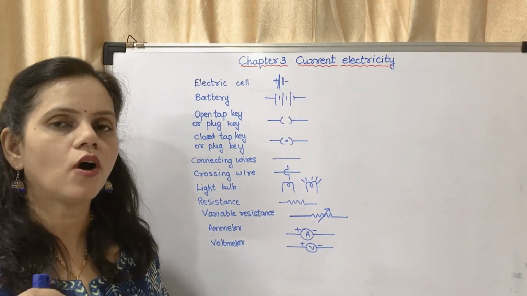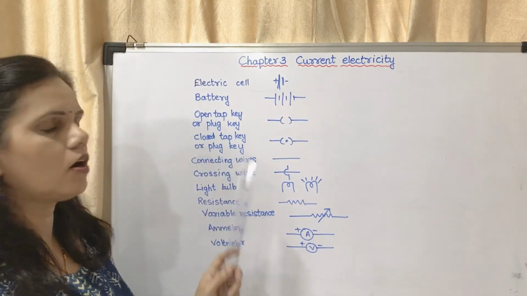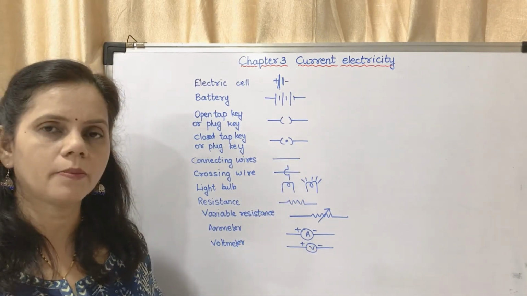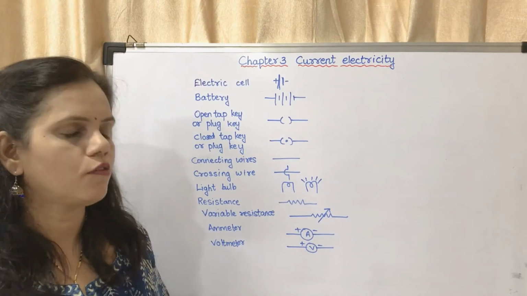The switch is off, the current is not flowing. Closed tap key or plug key. There is a dot in between. This is the closed tap key or plug key. That means the switch is on, the current is flowing.